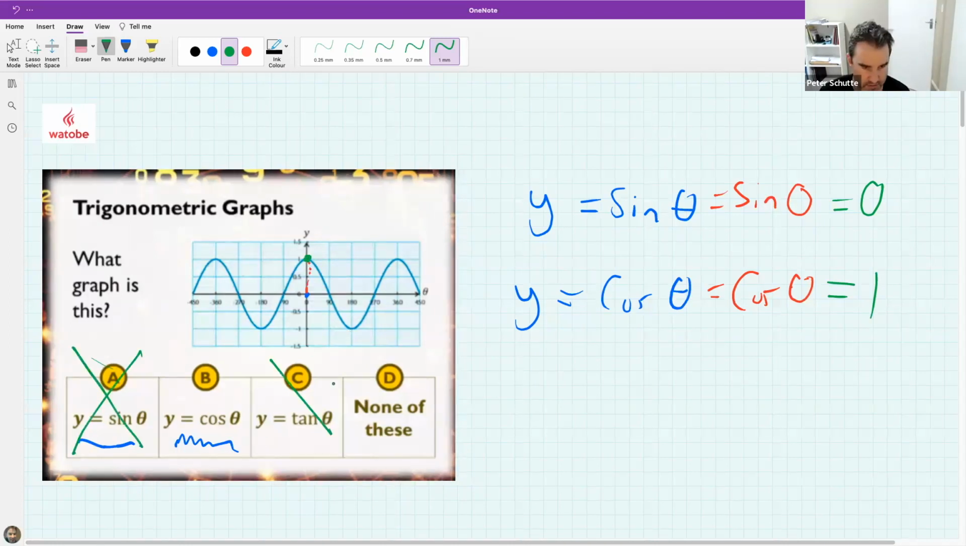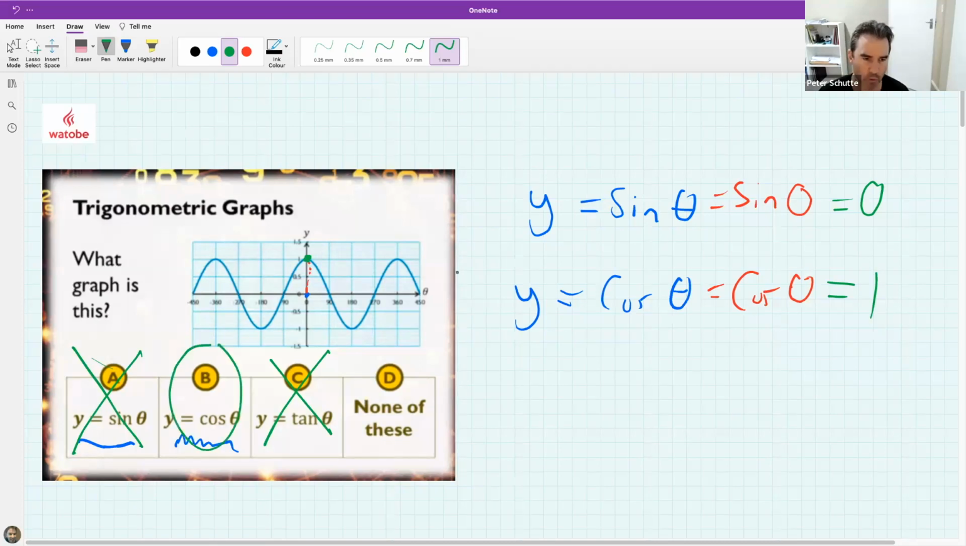And it's true that tan looks quite different. So what is the correct answer going to be? Is it going to be B or D? Yeah, it's going to be B.